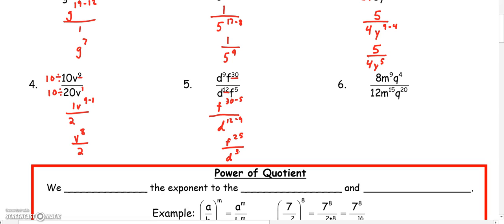Number 6 has everything going on. First we need to reduce our constants, so we can take a 4 out of both. So you're left with 2 over 3. When I look at my m, 15 is my bigger exponent, so we have m to the 15 minus 9. 20 is bigger than 4, so q to the 20th minus 4. So our final answer is 2 over 3m to the 6th, q to the 16th.